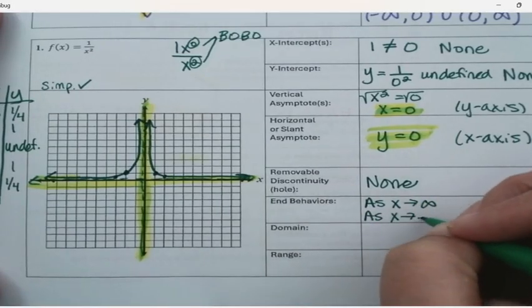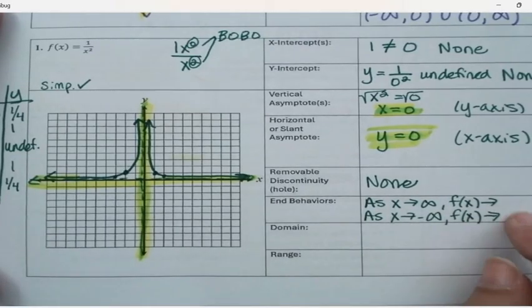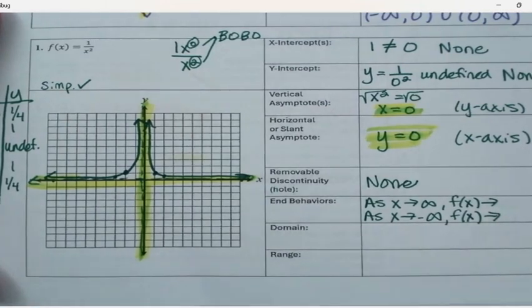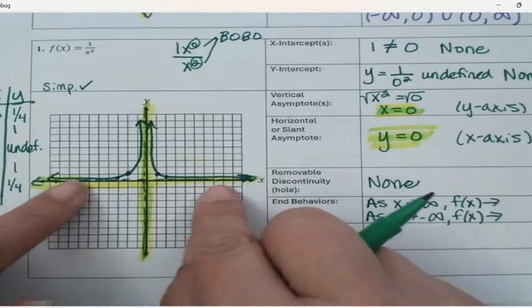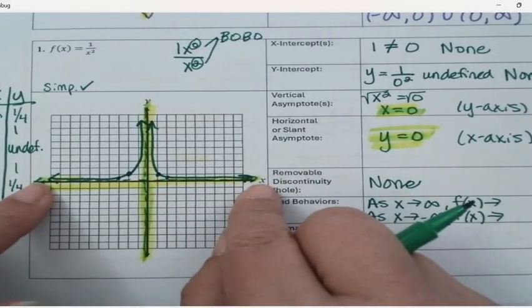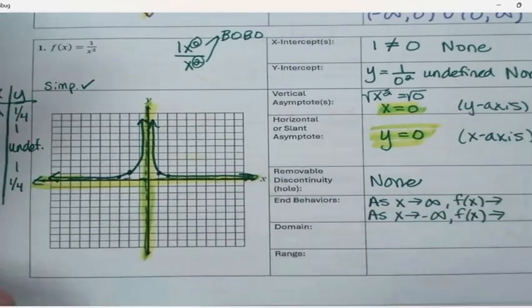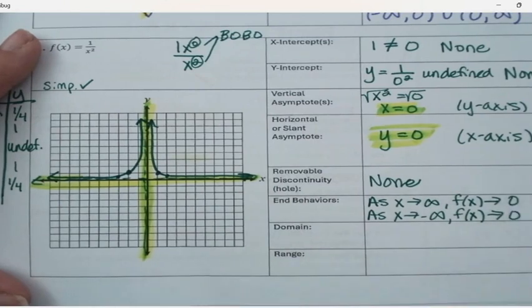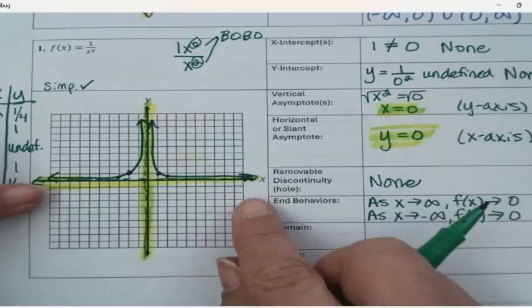So end behaviors. As x approaches positive infinity and as x approaches negative infinity, f of x approaches, this is the same every time. What's going to change is what goes right here. Okay, and so as my x's are going to positive infinity and negative infinity, what are my y values getting closer and closer to? 0. Okay, so these are zeros.